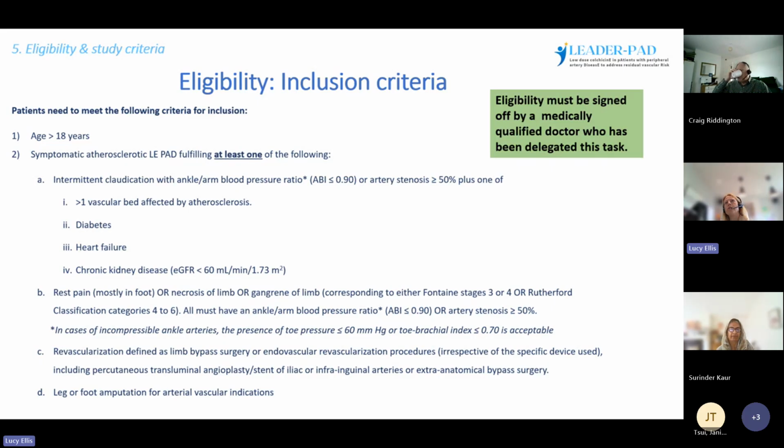In this trial, we do require that eligibility is signed off by a medically qualified doctor who's been delegated the task. And that's signing off for both starting the active running medication and also signing off to say that they're happy for the participant to be randomised at that point as well.